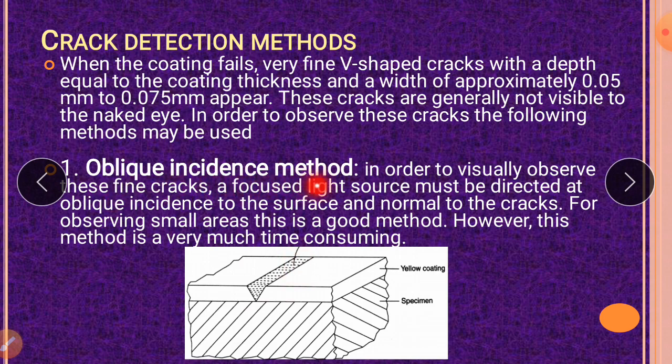How do we determine these cracks? Oblique incidence method. In order to visually observe these fine cracks, a focused light source must be directed at an oblique incidence to the surface and normal to the cracks. For observing small areas, this is a good method. However, this method is very time consuming.